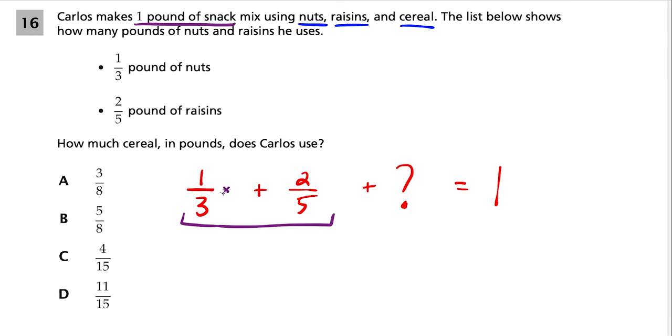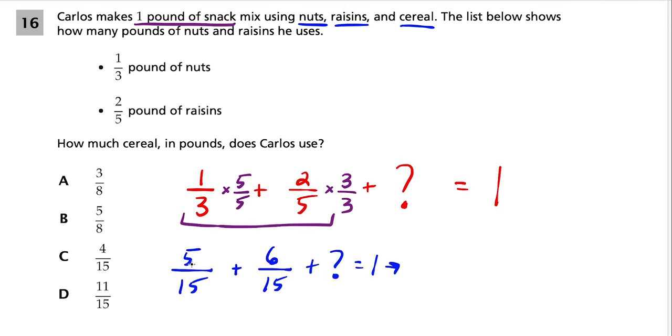So the first fraction, we need common denominators, so we're going to multiply by 5/5, and the second fraction, we're going to multiply by 3/3. And that's going to allow us to find a common denominator for the first 2 fractions. Now we do 1 times 5 is 5, over 3 times 5 is 15, plus 2 times 3 is 6, over 5 times 3 is 15. And then plus the mystery amount of cereal equals 1.